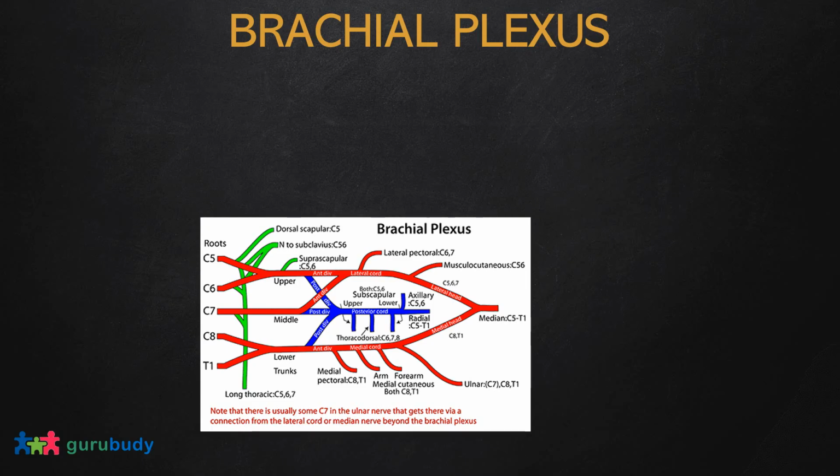So today we are going to study the brachial plexus, a very easy way to learn what nerve groups it includes and where they originate from, and how to remember the roots, trunks, branches, and clear up any confusion.